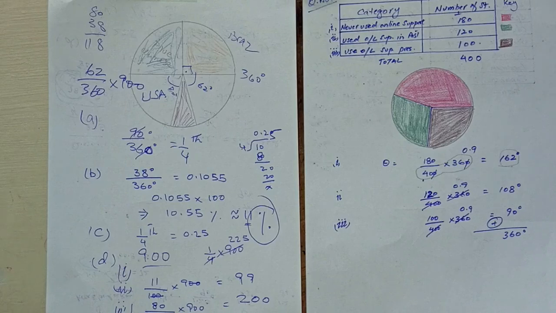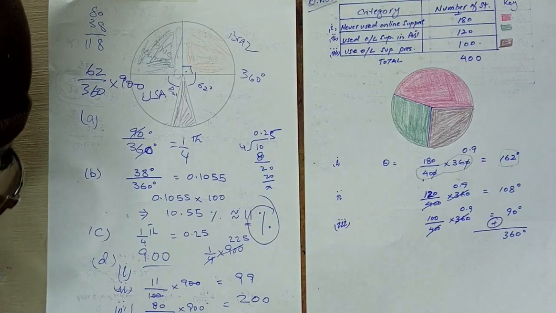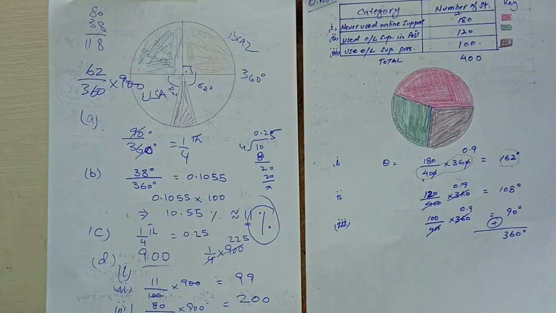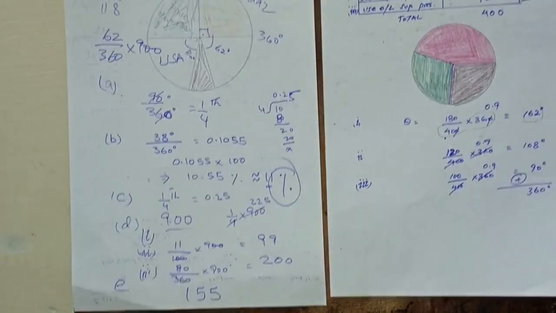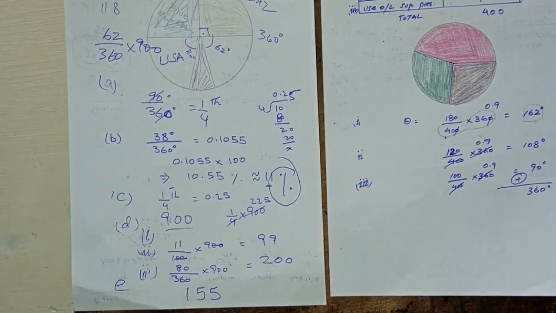So it will become 62 divided by 360 multiplied by 900. Now this is 155. Part E is, if you can see it, 155 French students. This is how we calculate the number of students.